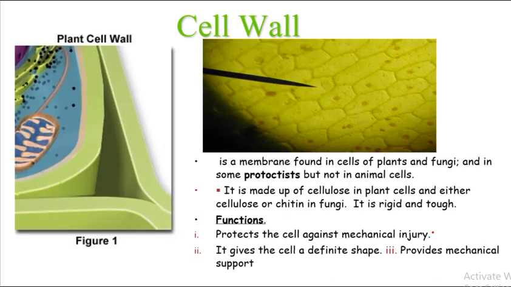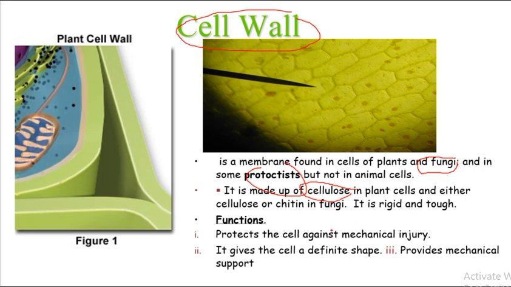Then next we have the cell wall. The cell wall is only found in plants. Animals lack a cell wall. Apart from being found in plants, it is also found in fungi and in some protoctists, but not in animal cells. It is made up of cellulose in plant cells, and either chitin or cellulose in fungi. And it is very rigid and tough.